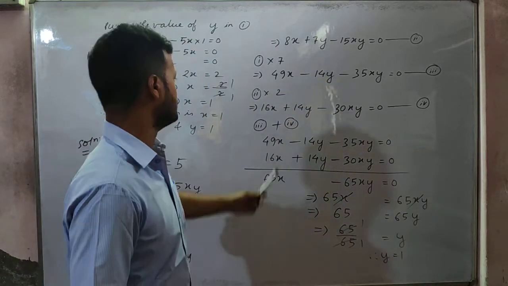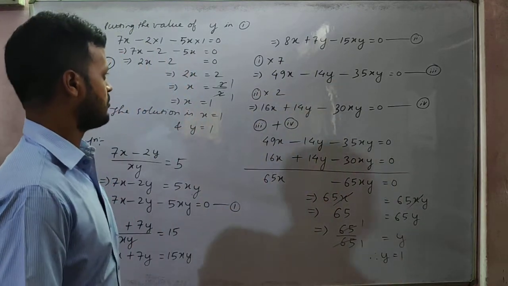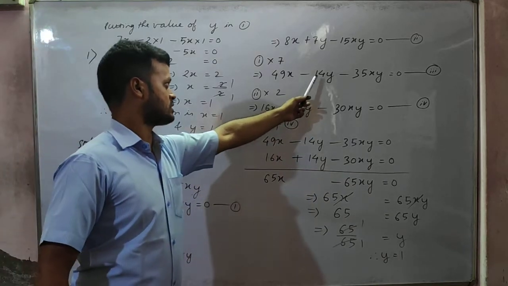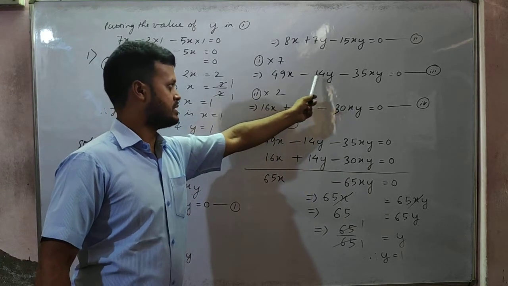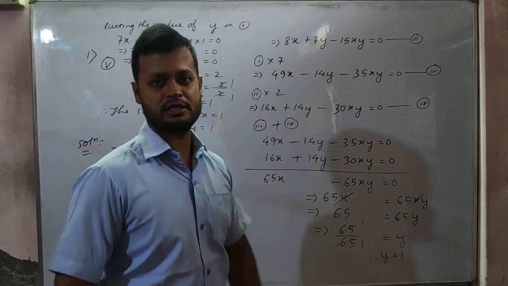I will multiply by 2. So multiplying by 2: 8 to 16, 7 to 14, 15 to 30. Marking it number 4. Now, in equation 3 there is minus 14y, and in equation 4 there is plus 14y. So the signs are opposite, isn't it?